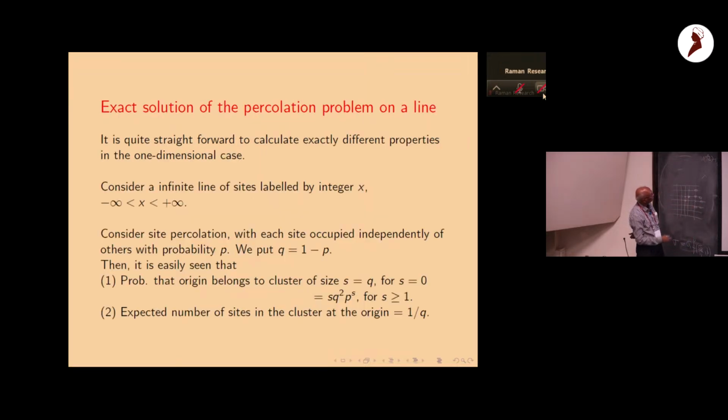We won't do it. Okay, so now I am coming to, there is still 10 minutes, so we can do this. Exact solution of the percolation problem on a line. So you have a line, you have sites, each site is independently occupied with probability P. I take the origin. What is the probability that the origin is not occupied?